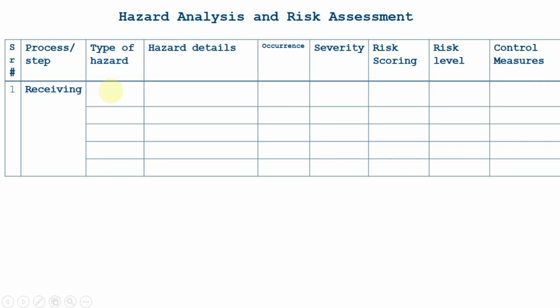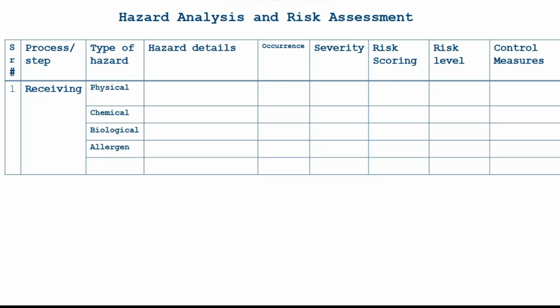In the next column you need to mention type of hazard. As I said, I will share what is meant by type of hazard. The first is physical hazard, chemical hazard, biological hazard, and allergen. Sometimes cross contamination is also included in hazards.